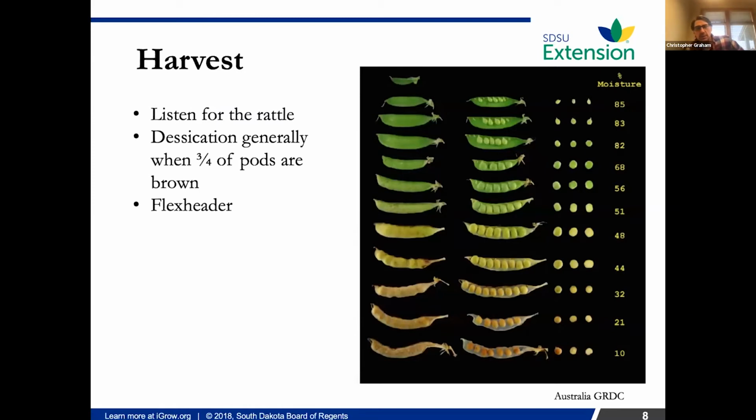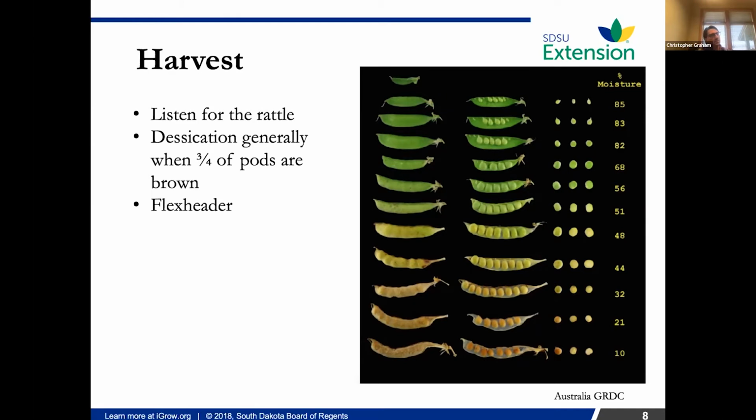So this is just a little bit more on some of the harvest. That picture on the right there shows basically the dry down and what these things look like as you get drier and drier. One kind of old rule of thumb is that you can listen for the rattle. That's a good time to know when to harvest. Basically at some point as it dries down, the seed will disconnect from the pod itself. And so you can shake the plants and you can hear the peas rattling in the pod. I always thought that's a little bit too dry in some cases, but it's one of those old farmer tricks.